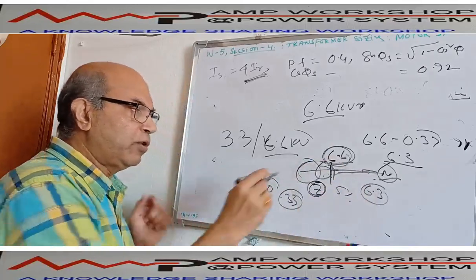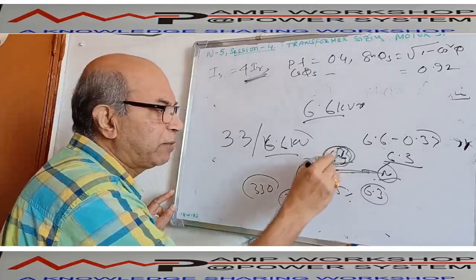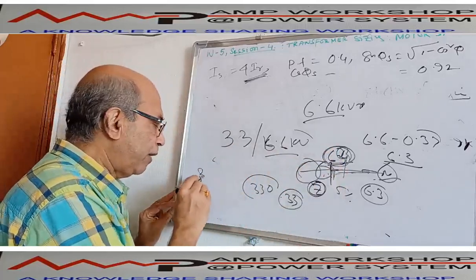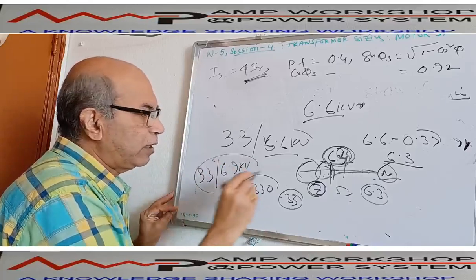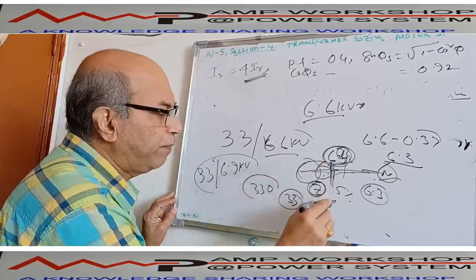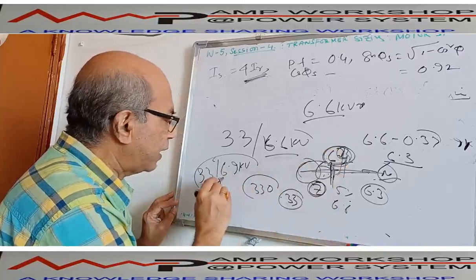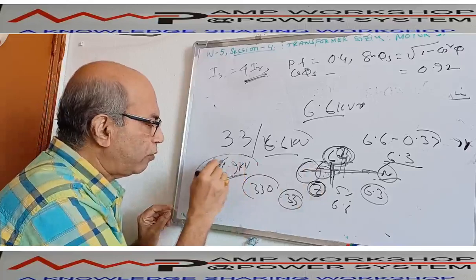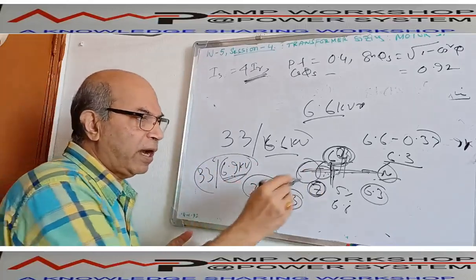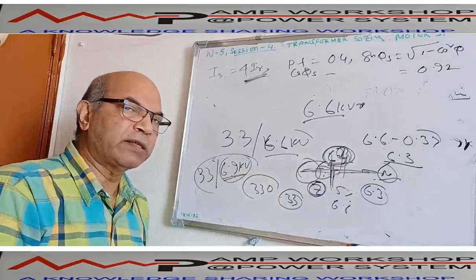So what we have to do, we have to specify this voltage will be 6.9 kV. That means we will define the transformer 33 by 6.9 kV so that when the transformer is fully loaded, it will give 6.6 kV over here. This 300 volt, minus 0.3 kV, will be the drop in the transformer that we consider in the ratio. In that way, at 100% loading, we can maintain the transformer voltage.